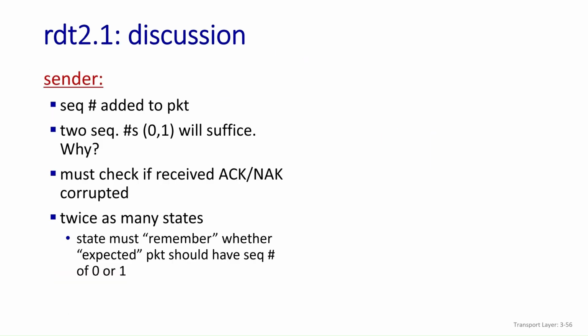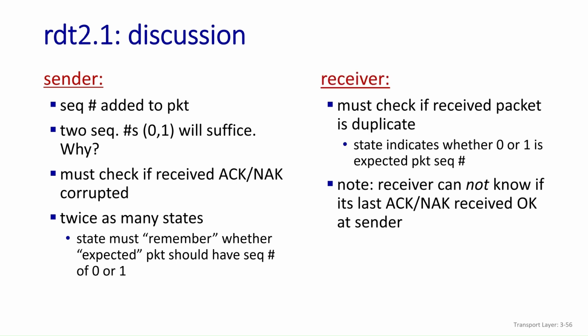So what we did in 2.1 is that we have added sequence numbers to the packet. Two sequence numbers are enough because we are dealing with stop and wait. We must check if the acknowledgement and negative acknowledgement are corrupted. We have increased the states: in 2.0 we had two at the sender and one at the receiver, and in 2.1 we have four at the sender and two at the receiver. The complexity has increased because of the characteristics of the underlying channel.